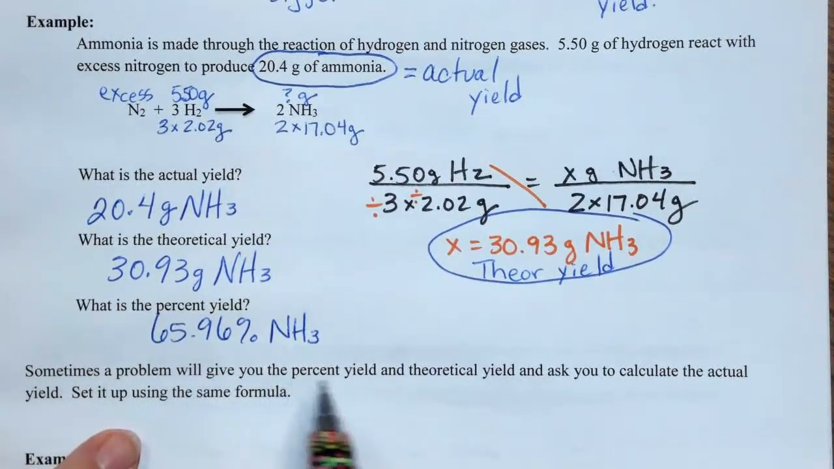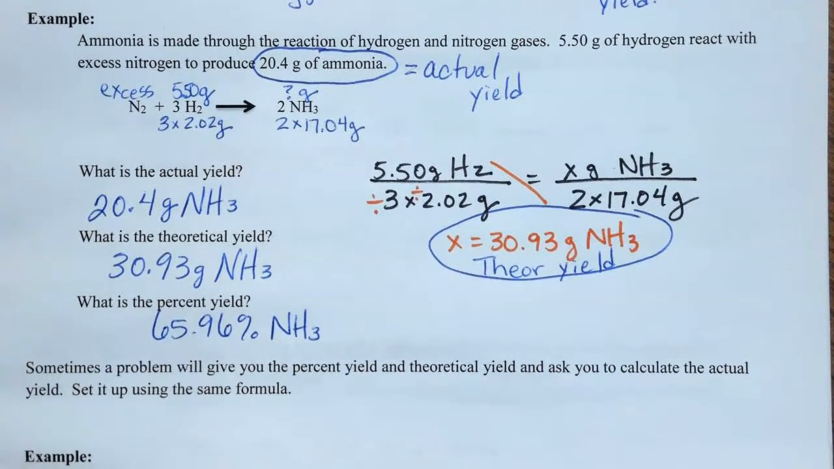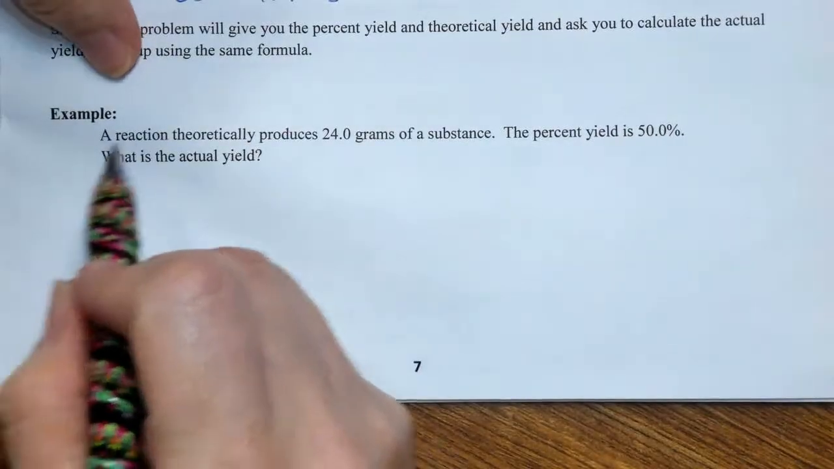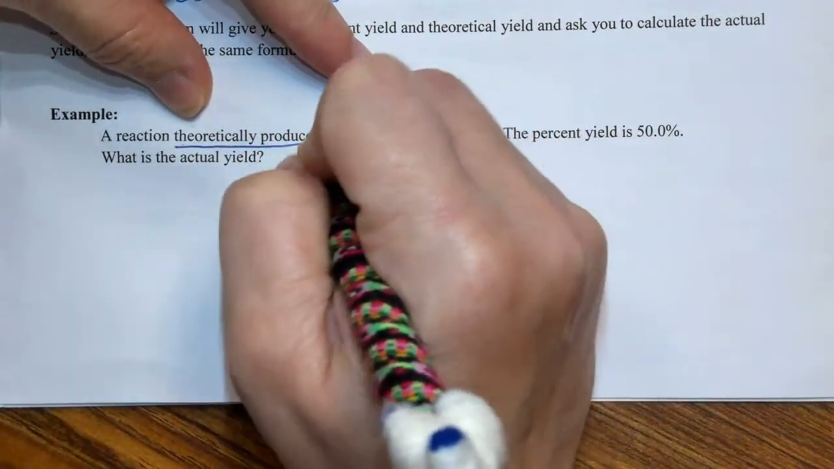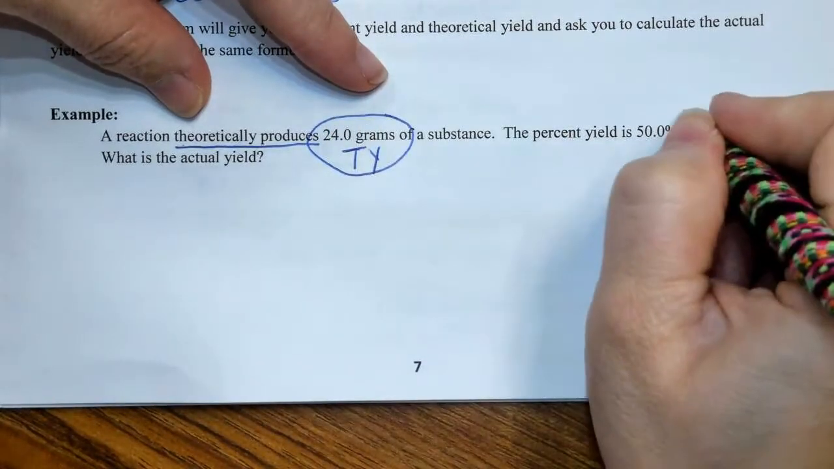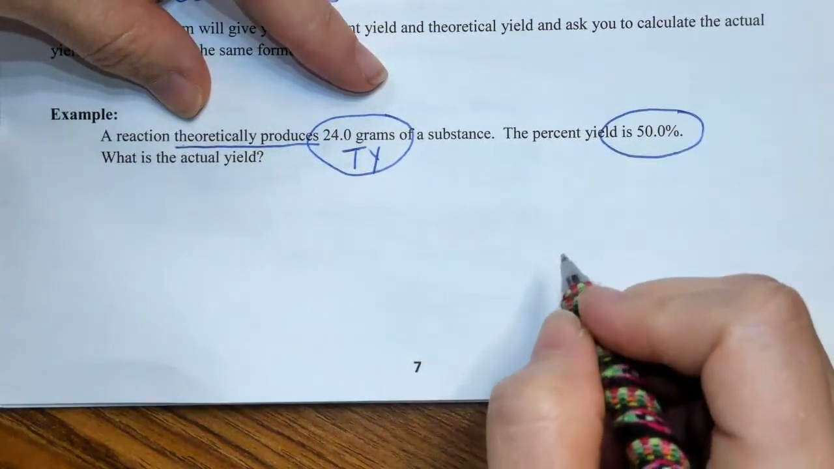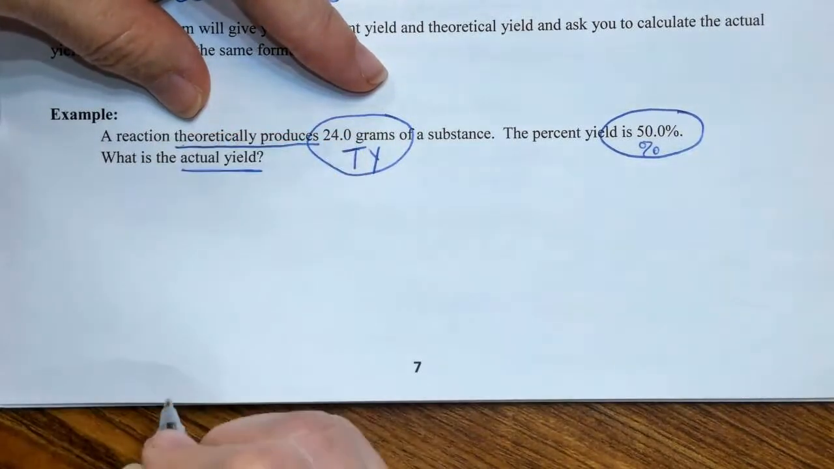Sometimes a problem will give you the percent yield and the theoretical and ask you to calculate the actual, and we're going to use the same formula. I'll show you an example below. So in this case, a reaction theoretically produces 24 grams of a substance. This is my theoretical yield. And then notice here we have the percent yield. And they want to know what is the actual yield.